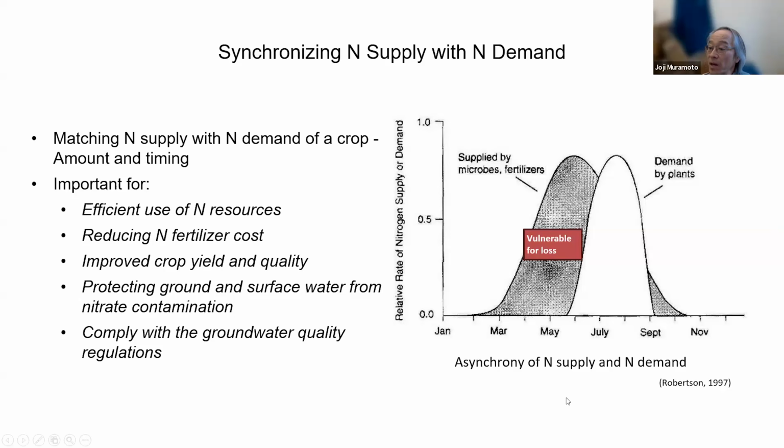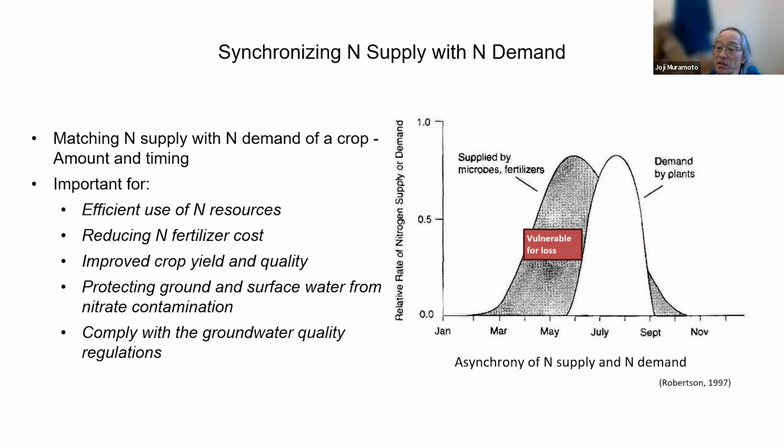The figure on your right shows the asynchrony, a not synchronized example of nitrogen supply and demand. The dark curved part is nitrogen supply, and the white part is nitrogen demand by plants. So in this case, in the front part, before nitrogen demand happens, that's nitrogen that is not used by plants, which is vulnerable to loss. So we don't want that to happen. We'd like to reduce that kind of asynchrony and try to synchronize nitrogen supply and demand as much as possible.